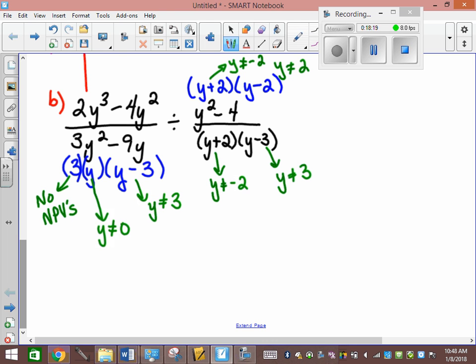Okay? So our NPVs are y can't equal 0, 3. Do I have to state 3 twice? No. Do I have to state negative 2 twice? No. And I'm going to go plus or minus 2. Okay?